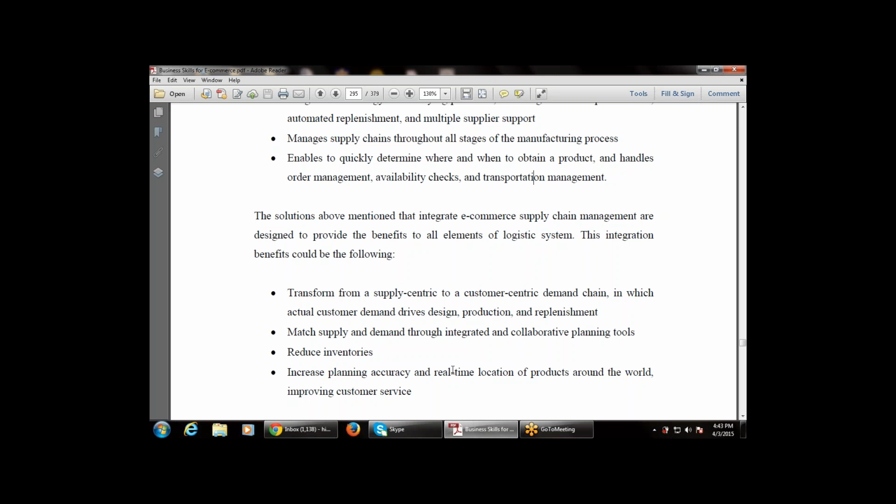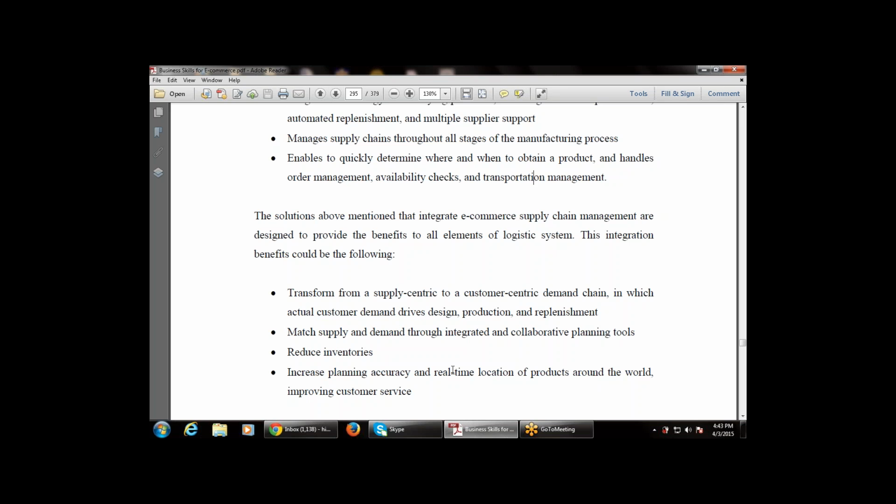Next, integration also matches supply and demand through integrated and collaborative planning. There are many planning tools available that help to match supply and demand. Whether the demand is higher or the supply is higher, they help to manage supply and demand together.